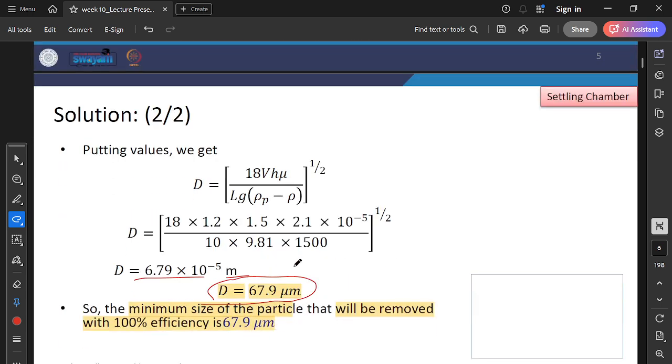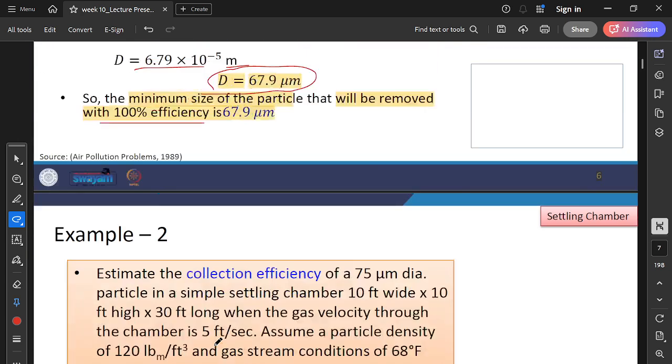If you convert to micrometer, 67.9 micrometer is the diameter of the particle that will be fully settled. That is 100% efficiency. If 67.9 micrometer is settling, then obviously 100 micrometer will settle, 1 mm will settle, 1000 mm particles will settle. So this is the concept. This is the minimum diameter of the particle that can settle. So more than this diameter, everything will settle. Okay, you got the first example.